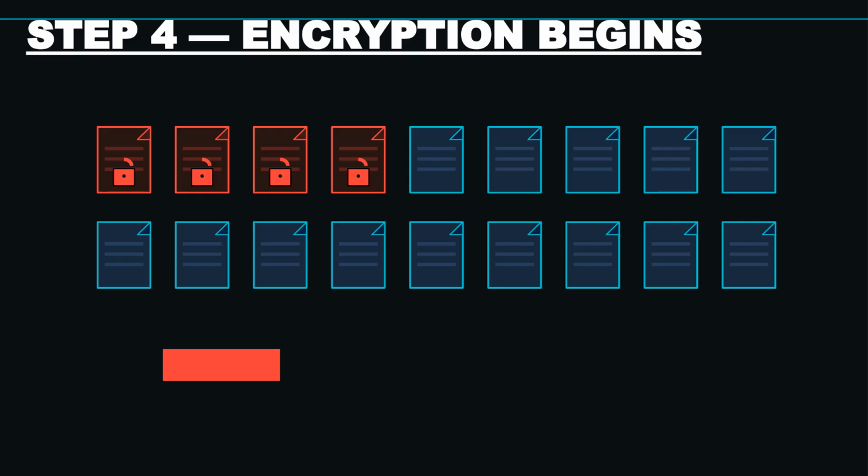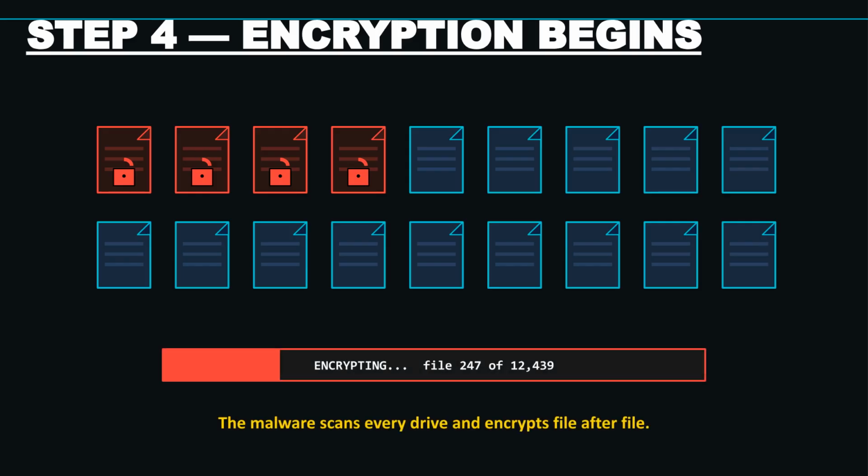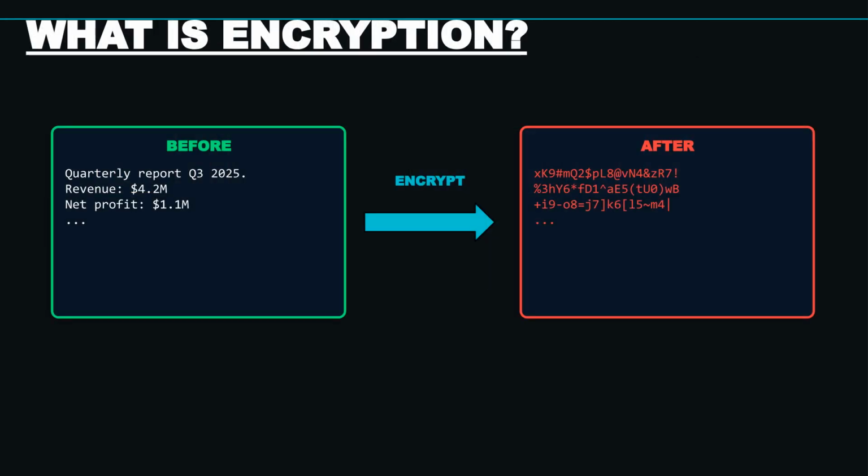Step 4 is encryption. The malware scans every drive it can reach and encrypts file after file using a strong encryption algorithm. Encryption scrambles your data using a mathematical key. Without the correct key, the files are unreadable, and decryption is practically impossible.